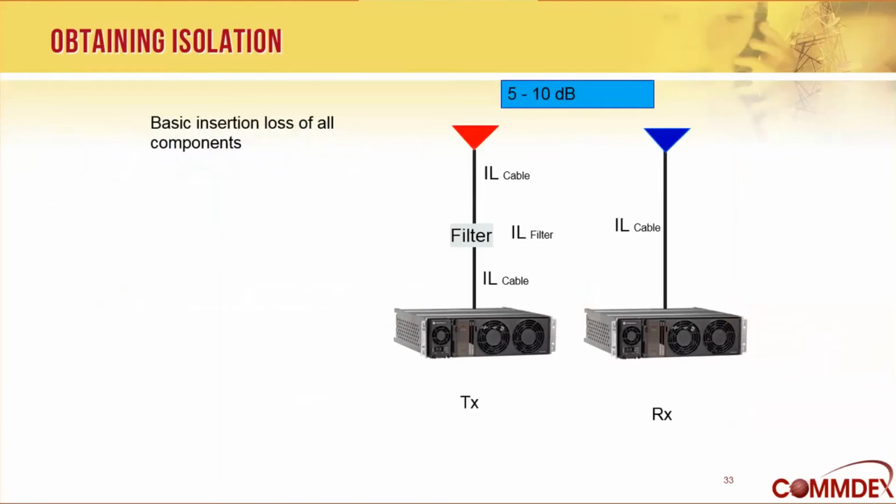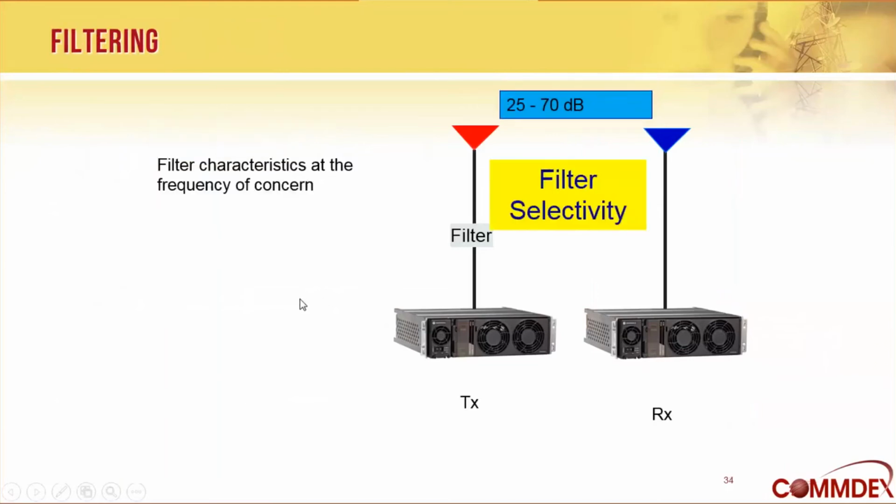So insertion loss between filters and transmission lines, we could gain anywhere from 5 to 10 dB of isolation. But again, who wants a lot of insertion loss? We can filter, either bandpass or notch filters, to give us anywhere from 25 to 70 dB of isolation, depending on where the signal is and what the selectivity of our filter is.